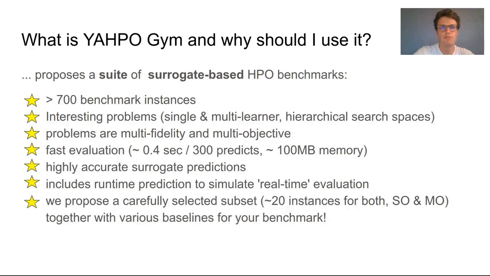Through the use of surrogates, we obtain really fast evaluations. So typically a random search with around 300 evaluations takes 0.4 seconds and around 100 megabytes of memory. Surrogate predictions are also highly accurate and they approximate the real response surface with high fidelity. All surrogates also include runtime prediction to simulate real-time evaluation. We furthermore propose a carefully selected subset of around 20 instances for both single-objective and multi-objective optimization, together with various baselines for your benchmarks.